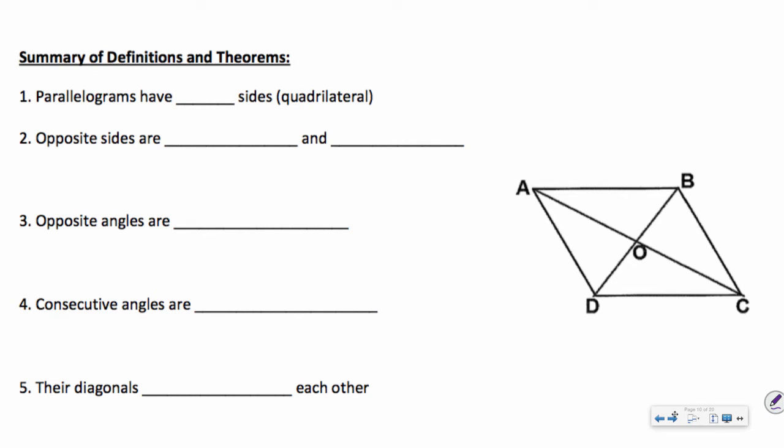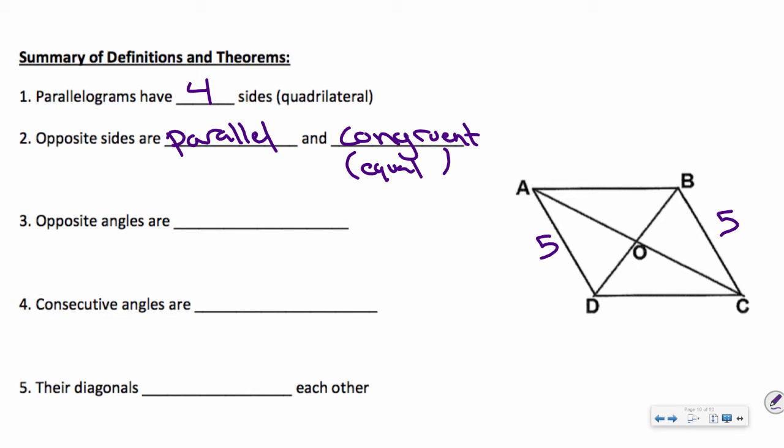There are four major theorems of parallelograms. First off, parallelograms have four sides. Okay, opposite sides are both parallel and congruent. Congruent meaning equal. Okay, so if this side is 5, this side is 5.